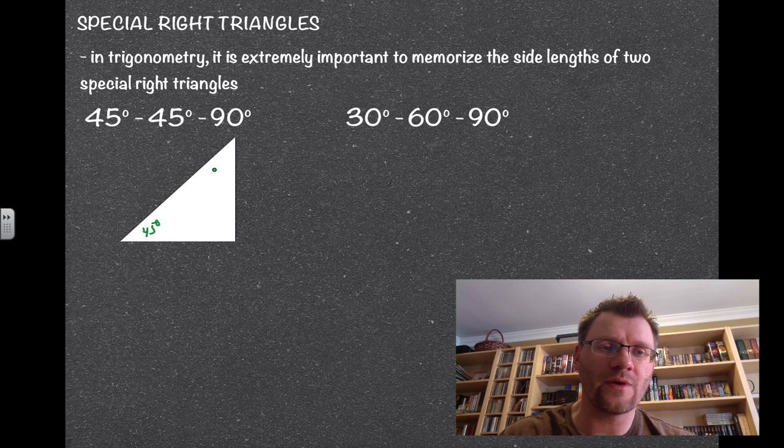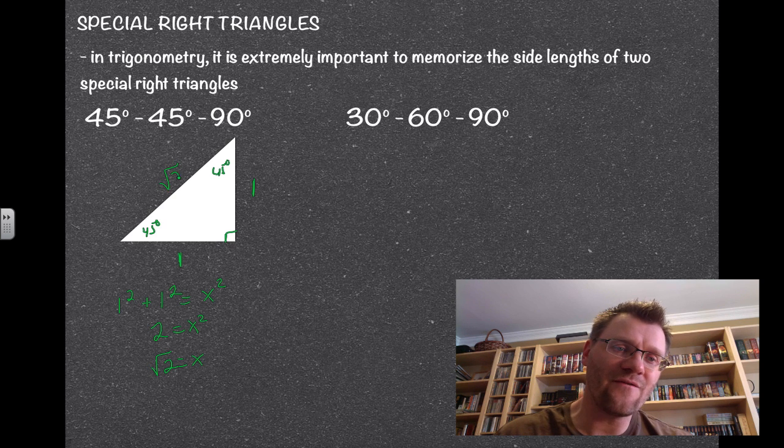Now, if these two angles are both 45, that makes this an isosceles triangle. And that means that these two side lengths are also the same. So I'm going to give this a side length of 1, which means this also has a side length of 1. Now, if I want to find out what this side is, I will just use the Pythagorean theorem. So 1 squared plus 1 squared equals x squared. And that means 2 equals x squared. So x equals root 2.